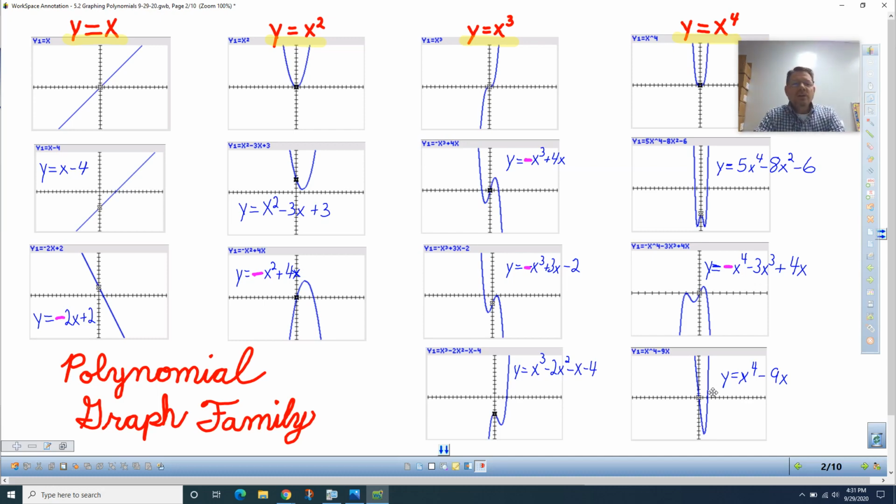Turning points. Okay, let's look at that. Turning points. Well, how many? This is a first degree. How many times does it turn? 0. So a first degree has 0 turning points.